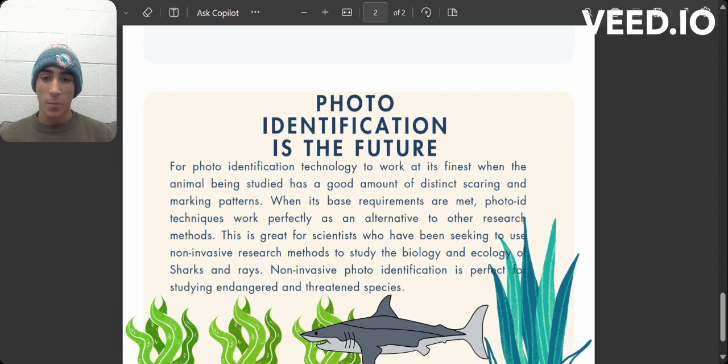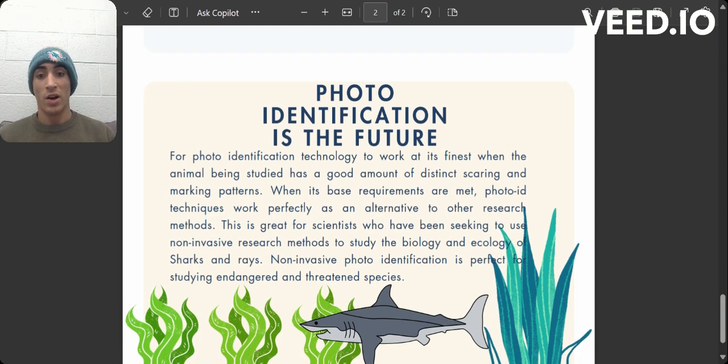Near the end of my presentation, I spoke about how photo identification is the future of research because it's very non-invasive and it's perfect for studying endangered and threatened species.